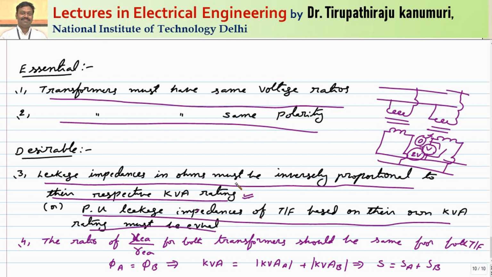What will happen if these leakage impedances are different, or the ratio of XEA by REA is not equal to that of B, that means the difference between these two is not equal to 0. So the ratio of XEA by REA should be the same for both the transformers. In that case, phi A will be equal to phi B. So the kVA will be equal to the kVA rating of transformer A plus the kVA of B, a simple arithmetic sum. So the overall kVA rating of your transformers will increase. I hope the essential and desirable conditions for parallel operation of transformers are clear to you. Next class I am going to solve one or two numericals to clarify these concepts completely.